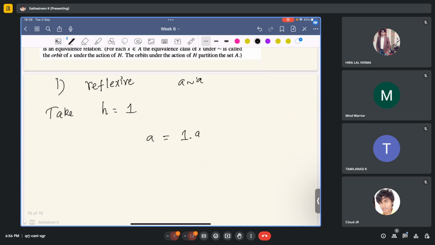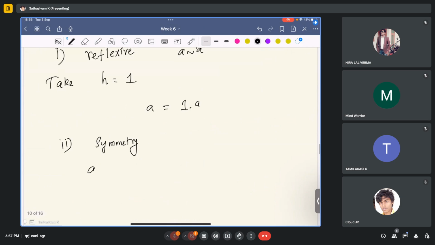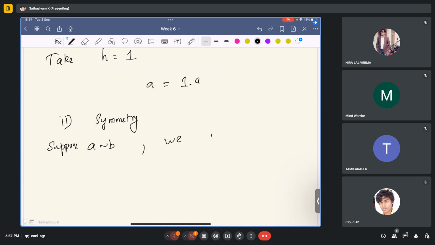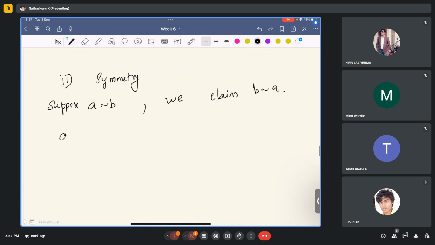But anyway, let's do the second one. The second one is symmetry. So what we do is we assume that A is related to B. We claim that B is related to A. What does A is related to B mean? This is the same as saying A equals HB for some H, so A equals H times B.